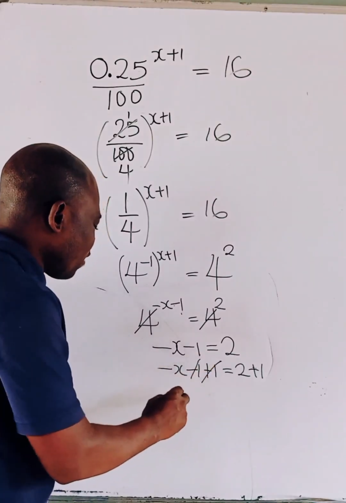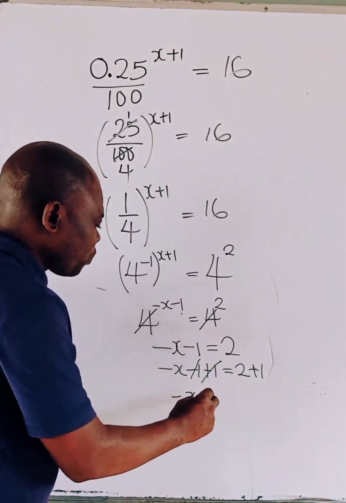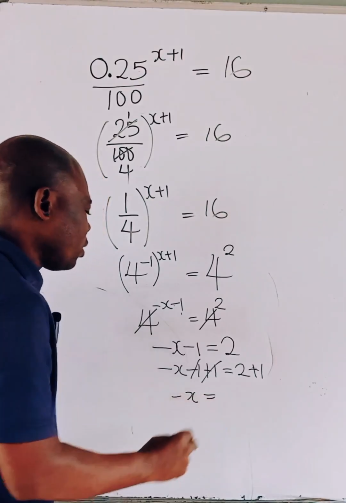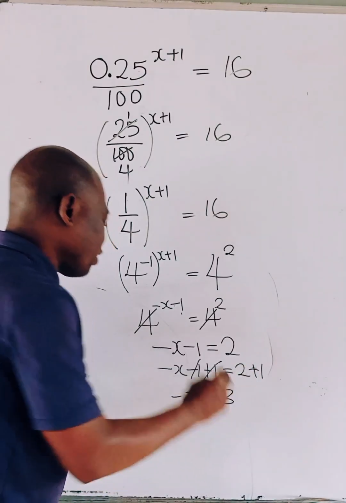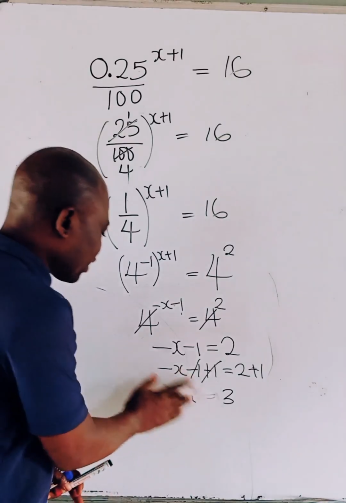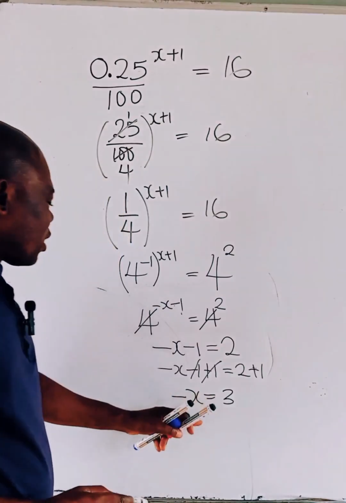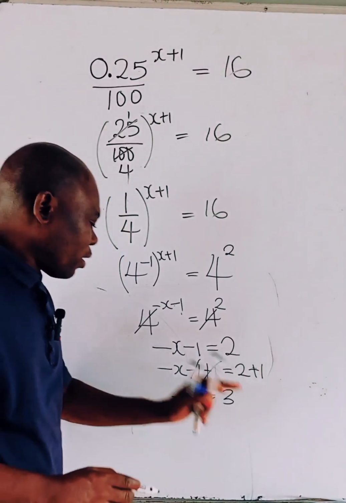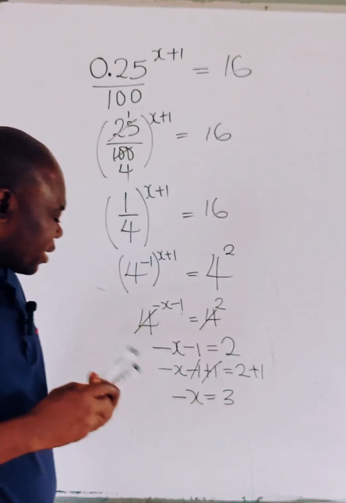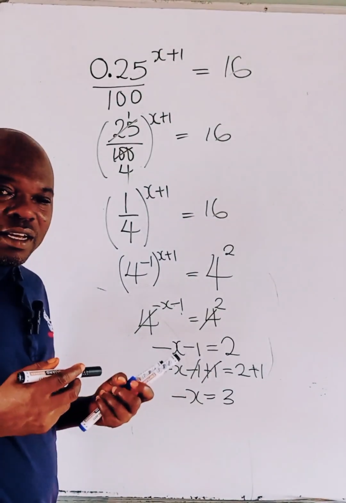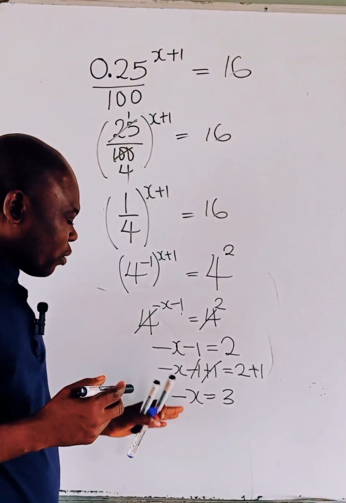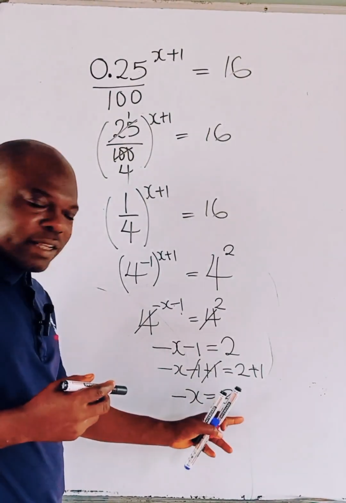This and this we go. We have negative x equals 2 plus 1, which is 3. So we have negative x equals 3. This x at this side will not be negative, but the answer will be negative.